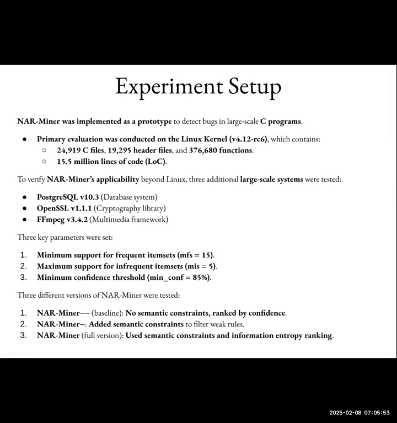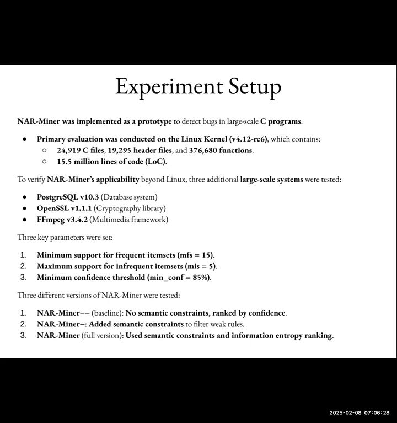So looking at the experiment setup, the NAR-miner was implemented as a prototype to detect bugs in large-scale C programs. So they have a primary evaluation done on the Linux kernel, and they have around 15.5 million lines of code and around 376,000 functions. So to verify the NAR-miner's applicability beyond Linux, they also look at large-scale systems like PostgreSQL, OpenSSL, and FFmpeg. And three key parameters were set.